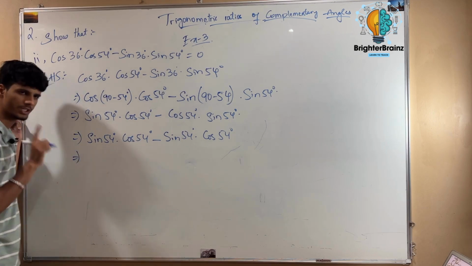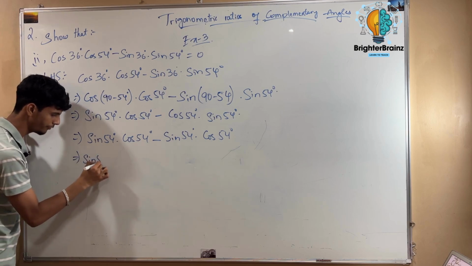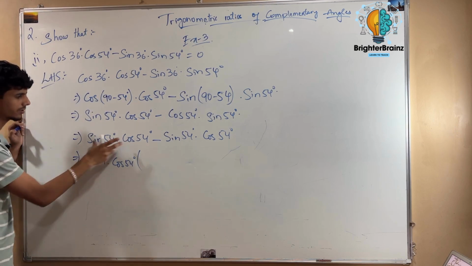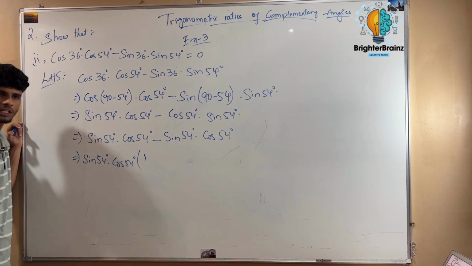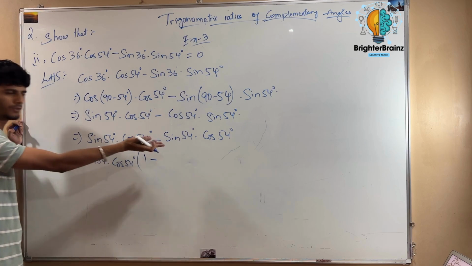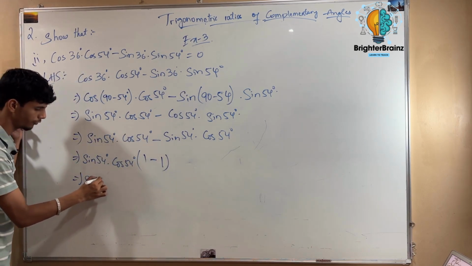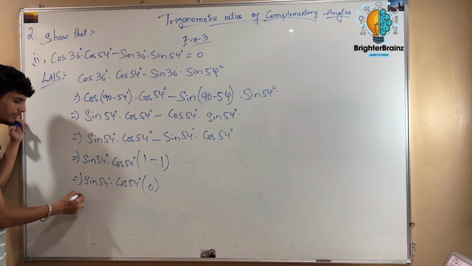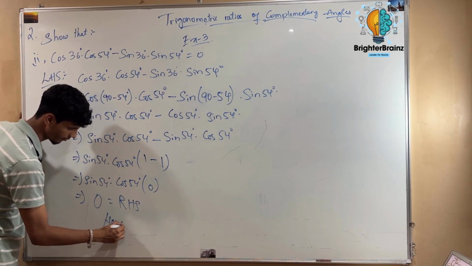If you don't understand it like that, what is common in both the terms? Sin 54 into cos 54. Both the terms are the same. Sin 54 into cos 54 we already took out. What will be left over here? 1 will be left over. Minus, here also we took sin 54 and cos 54 out as common. What will be left over? 1. Then it becomes sin 54 degrees into cos 54 degrees into 0. 0 into something becomes 0. That equals the RHS. Hence verified. Proved.